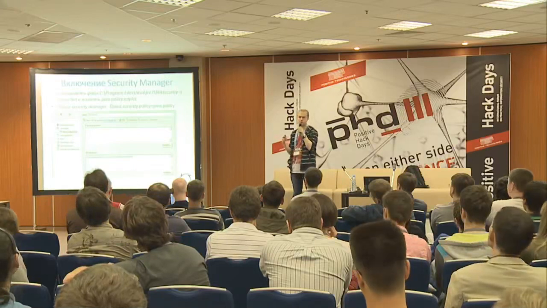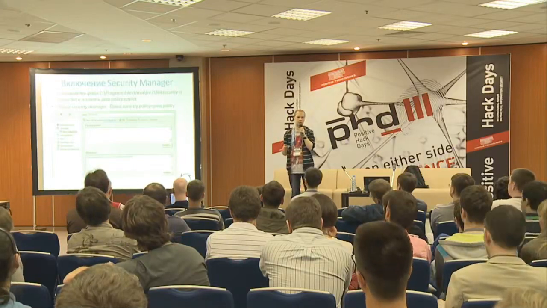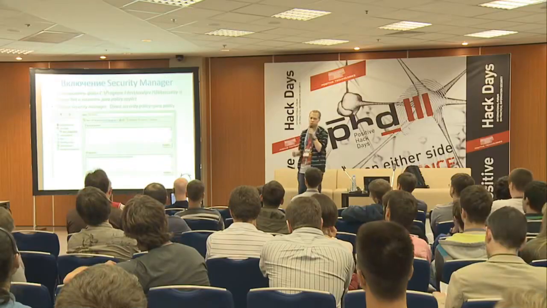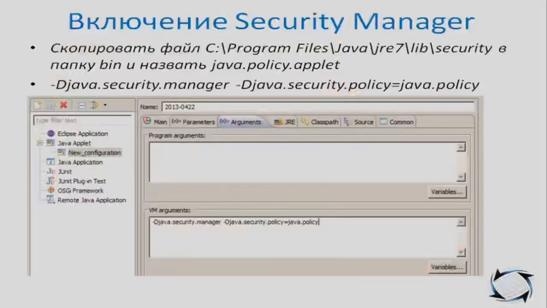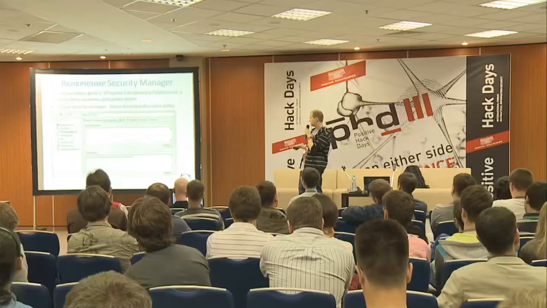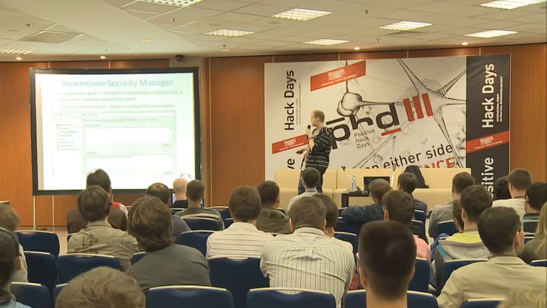The most important thing here is that in order for your exploits to work well, you need to switch on your security manager, because by default everything you run off a local machine does not trigger, so to speak, the security manager. You need to switch it on manually. In order to recreate the environment of a real-life machine for the Java applet, you will need to copy a Java policy file into the project folder.